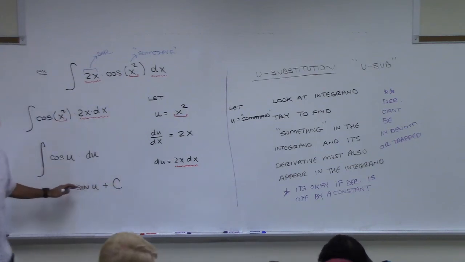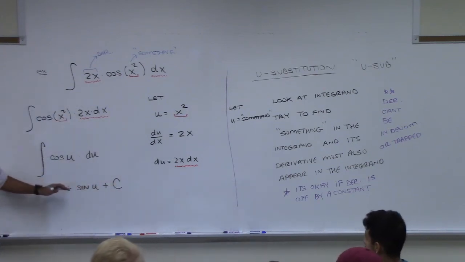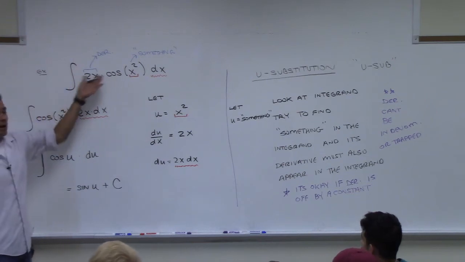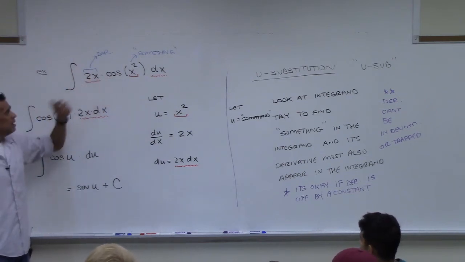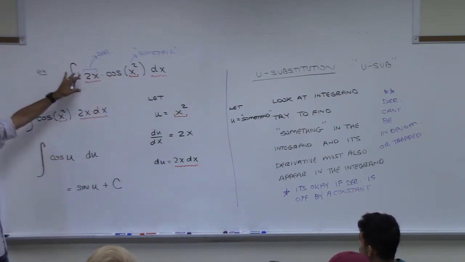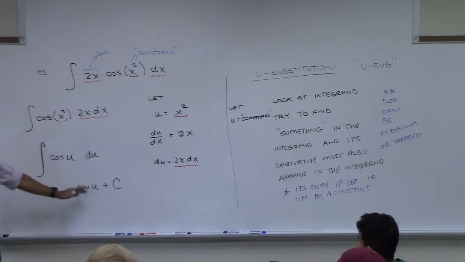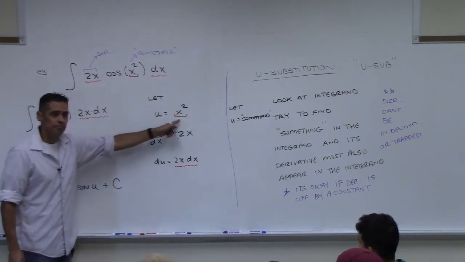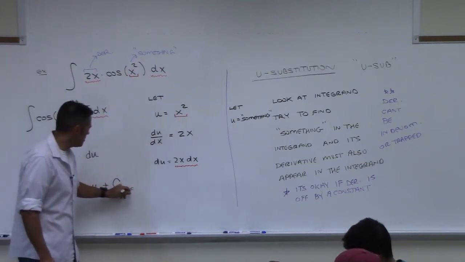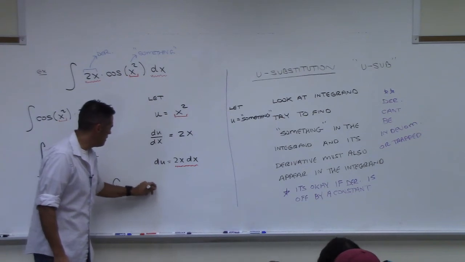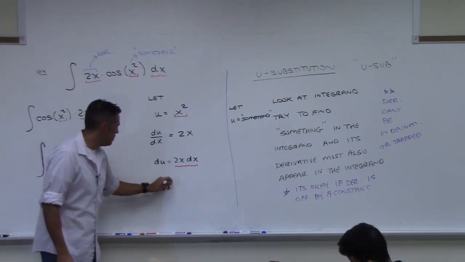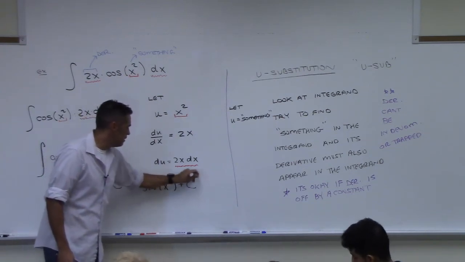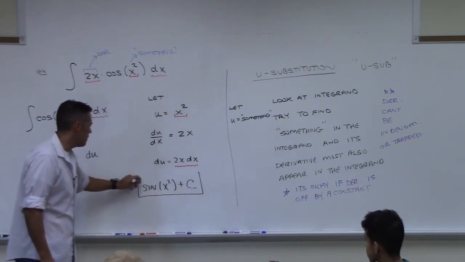Now this can't be our answer because our original integral had x's in it and our answer has u's in it. So I've got to switch back now to x's. So I'm just going to replace u with x squared. Okay? So this becomes sine of x squared plus c. And that's what I box.